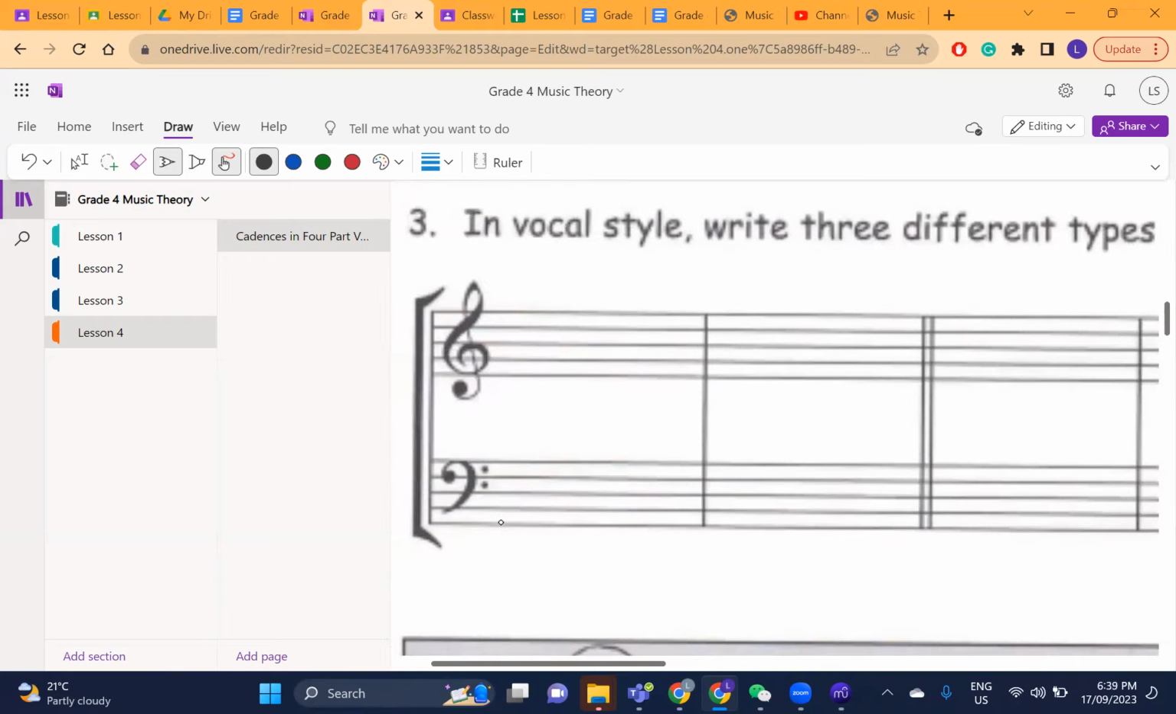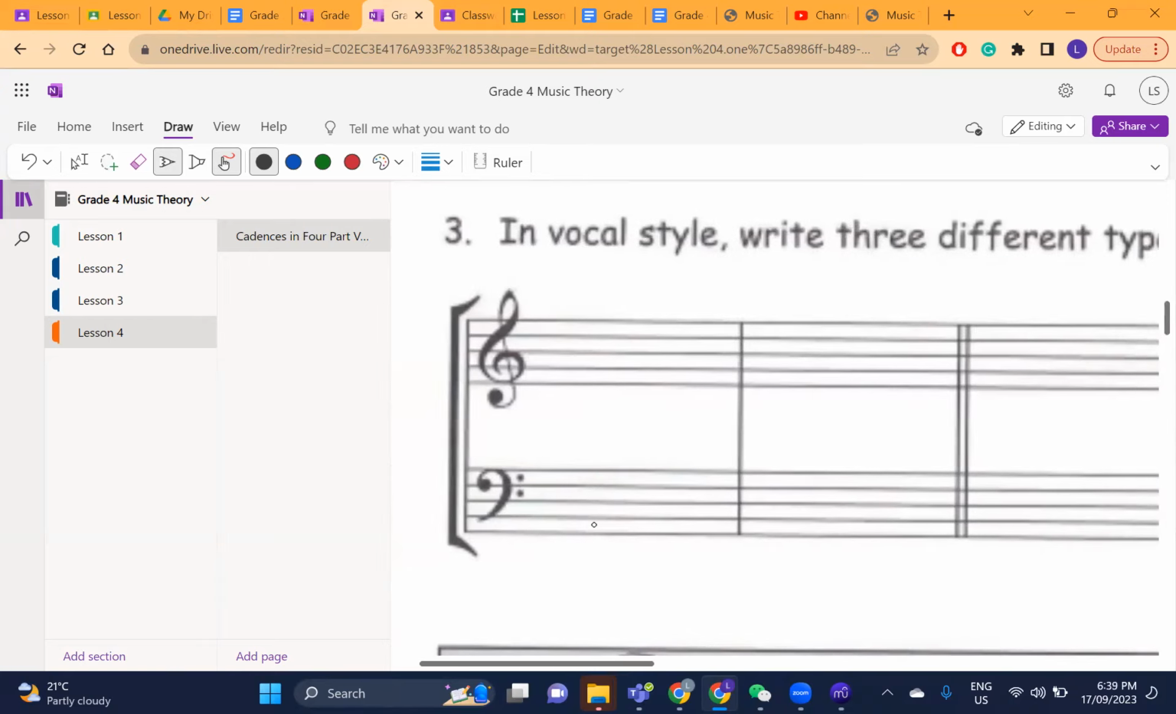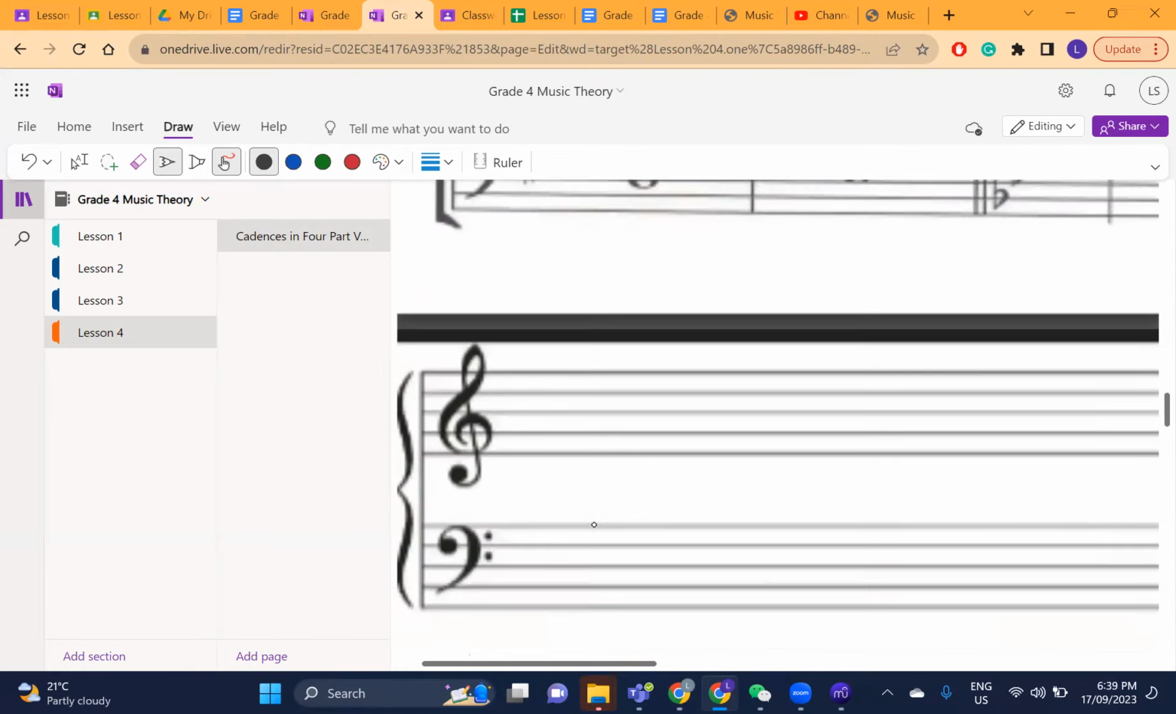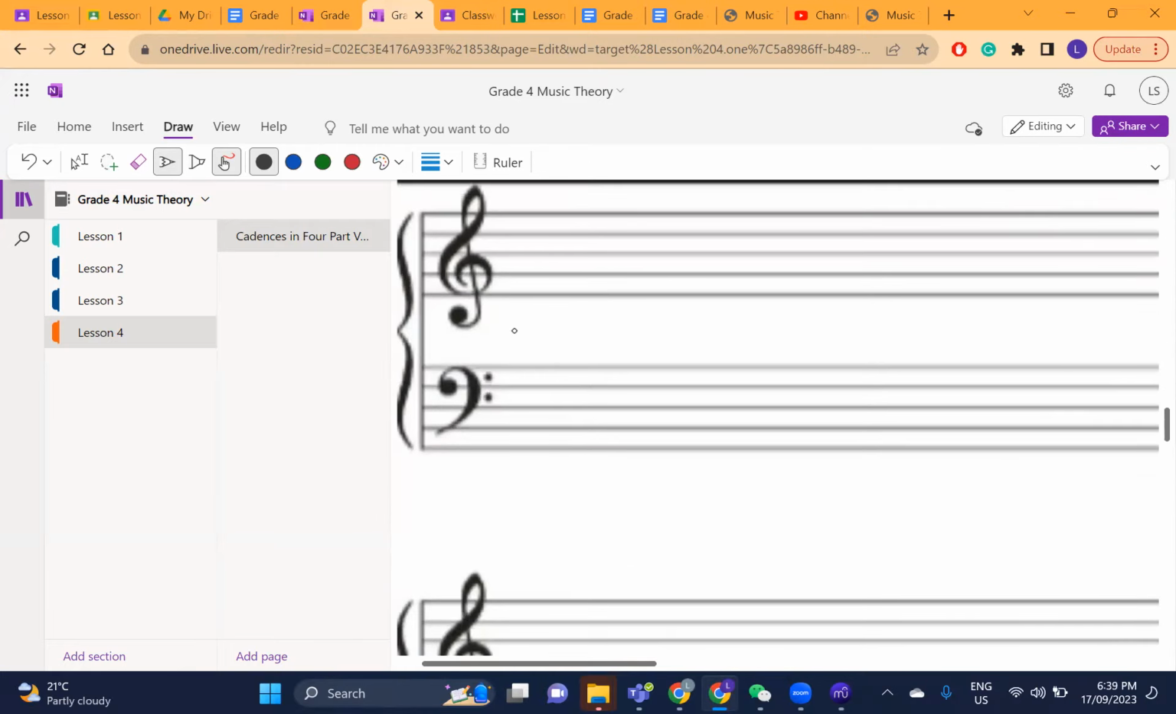Okay, in vertical style, write 3 different types of imperfect cadences. That's interesting. I've only introduced you to 2 so far. Let's learn a couple more today.